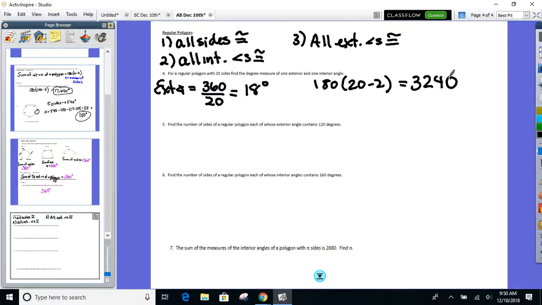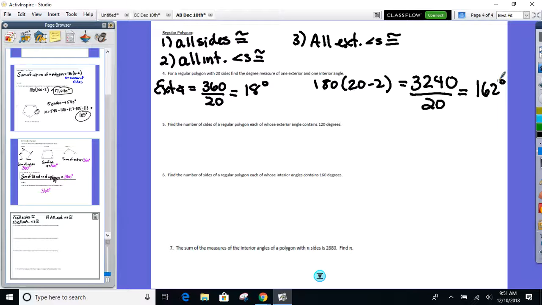$3,240. That's what they all add up to. I just want to find one. How many interior angles are there? 20. So what can I do with the 3,240 and your 20? Divided by 20. So what's one interior angle? 162. Now let's just talk before we go on to the next one.